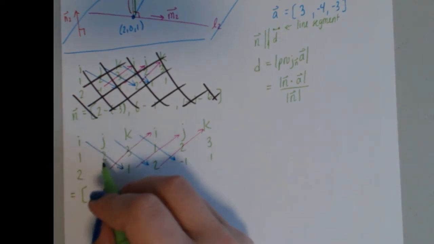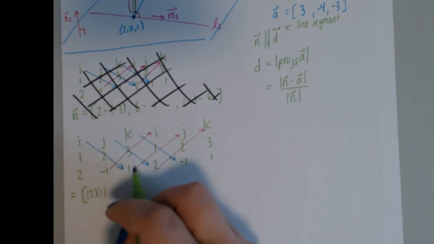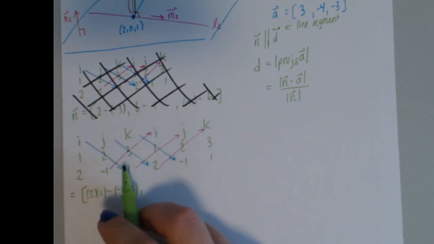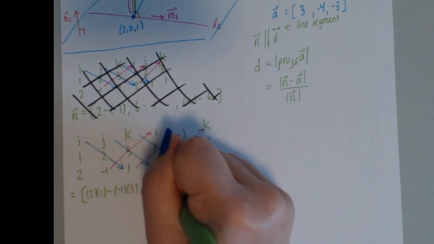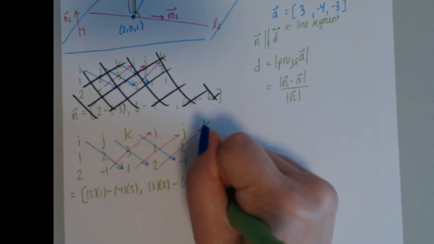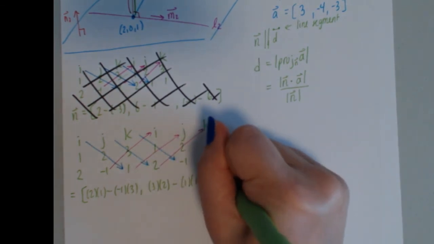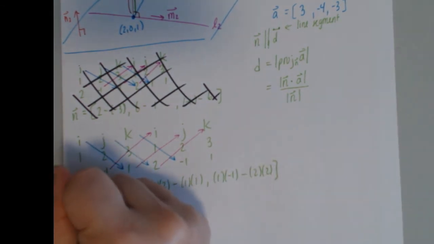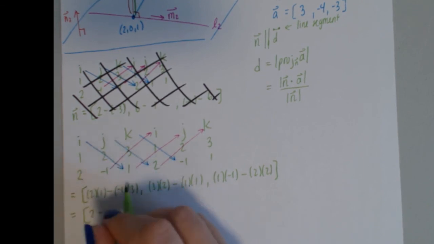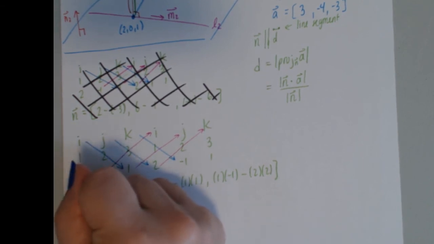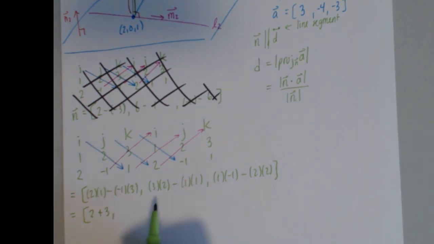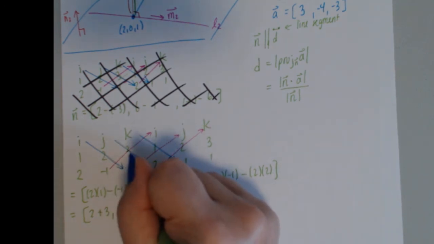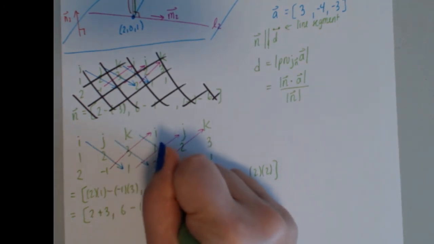So let's do this. So for x, let's just do this from scratch. 2 times 1 minus negative 1 times 3. And for y, I have 3 times 2 minus 1 times 1. And for z or k, I have 1 times negative 1 minus 2 times 2. All right, so what do we get? 2 times 1 is 2, minus, and that's going to be minus negative 3 or plus 3. We have 3 times 2, which is 6, minus 1 times 1, which is 1. 1 times negative 1 is negative 1, minus 2 times 2, that's 4.